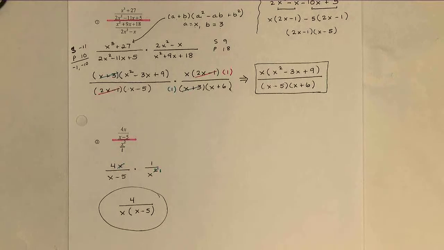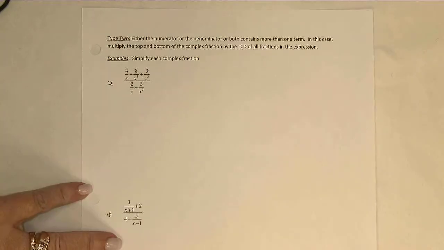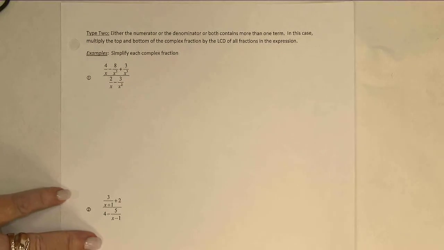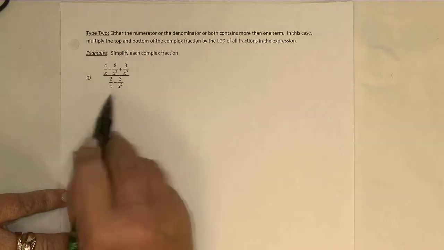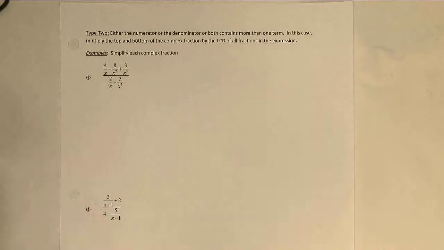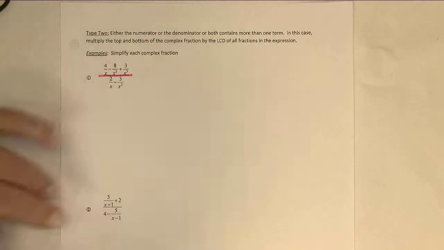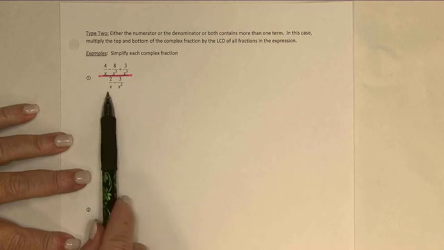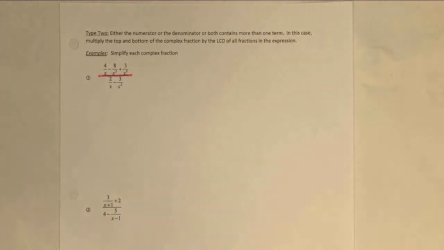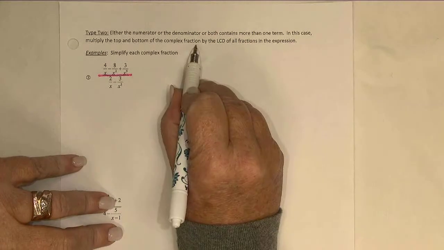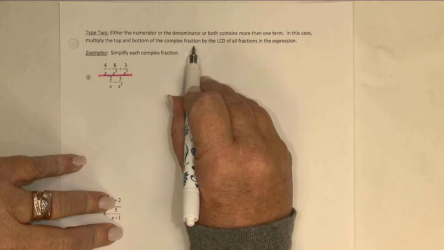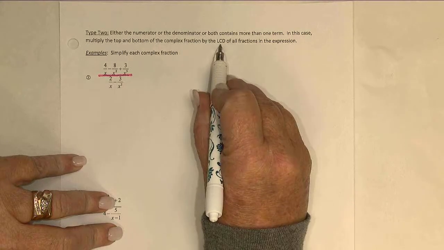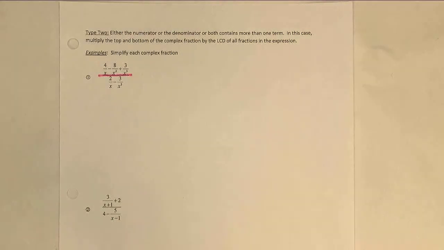The second type of complex fraction involves more than one fraction in the numerator or denominator, or maybe both. Here's a good example. This overall fraction, here's the big fraction bar right here again, has 3 little fractions on top and 2 little fractions on the bottom. The technique that I like to use with these is to multiply the top and bottom of the complex fraction by the LCD of all the little fractions in the expression.